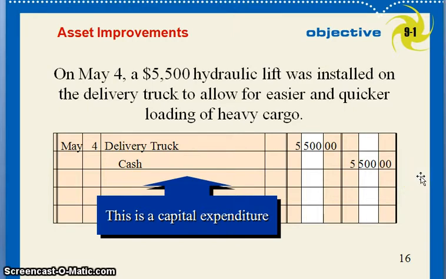A $5,500 hydraulic lift is probably going to be bettering your asset, the delivery truck. So what you're doing is taking that $5,500 expense and increasing the value of the delivery truck by that $5,500, because you have improved it. Therefore, it is a capital expenditure. You're making that $5,500 that you just spent an asset. You're capitalizing it. And there's your credit to cash of $5,500.